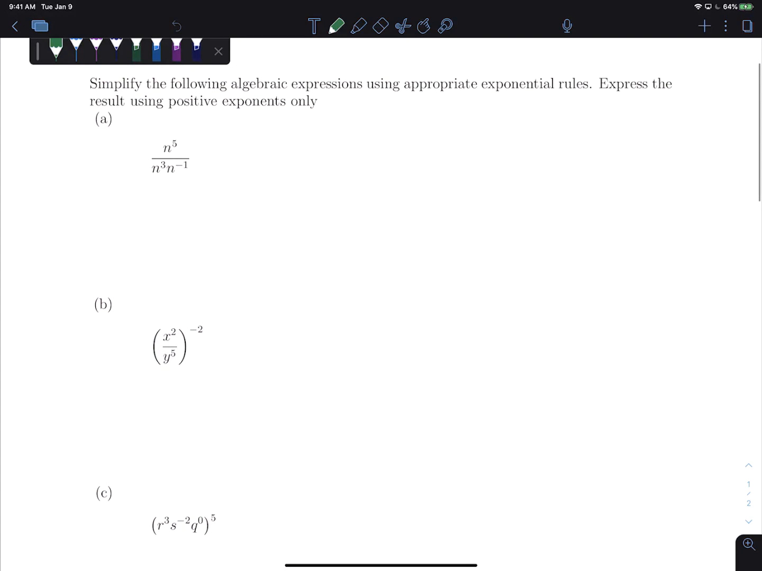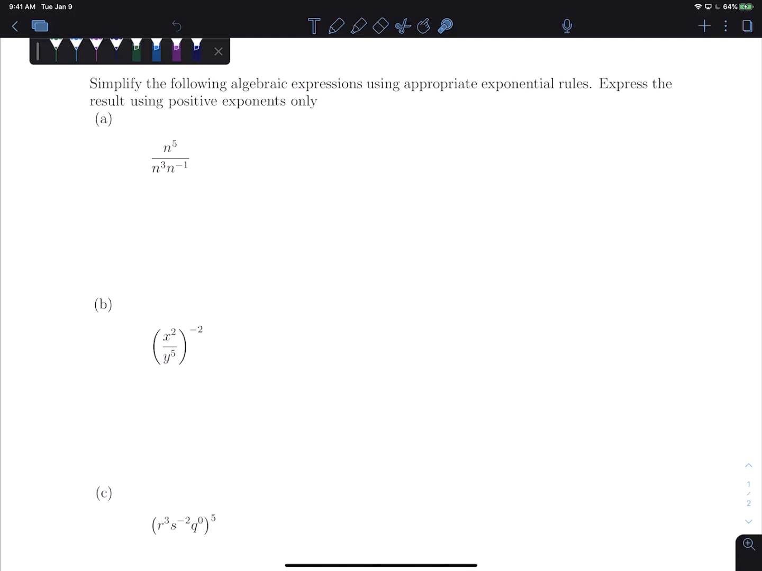Hello. In this video, we're going to look at simplifying the following algebraic expressions using appropriate exponential rules. We're going to express the result using positive exponents only. Okay, so on A here, we have n to the fifth all over n cubed times n minus 1.